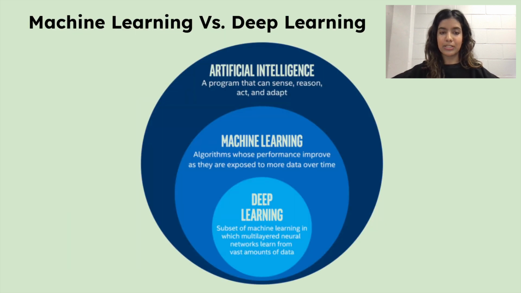Machine learning and deep learning are specialized branches within the field of AI, with deep learning being a subset of machine learning. Machine learning is a broader concept that refers to algorithms and statistical models that enable computers to perform specific tasks without explicit instructions. Instead, they rely on patterns and inferences.